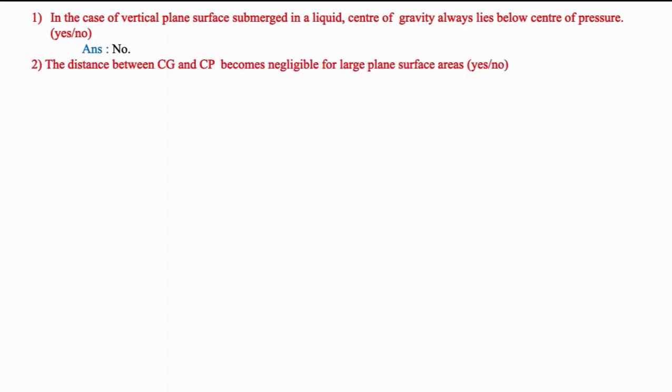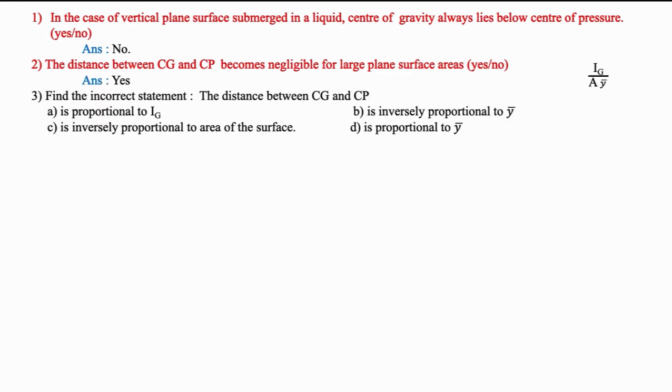The distance between center of gravity and center of pressure becomes negligible for large plane surface areas. Yes or no? The distance between Cp and Cg is Ig by A y bar. So the larger the area, this magnitude decreases. So the answer is yes. Find the incorrect statement. The distance between Cg and Cp is proportional to Ig, is inversely proportional to y bar, is inversely proportional to area of the surface, is proportional to y bar.